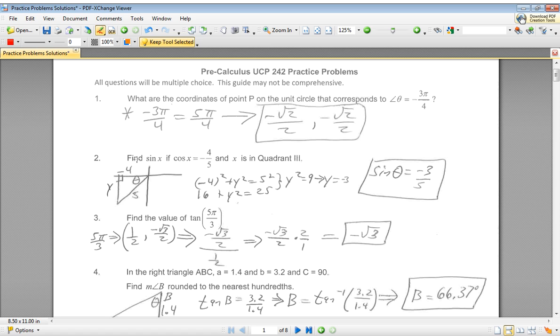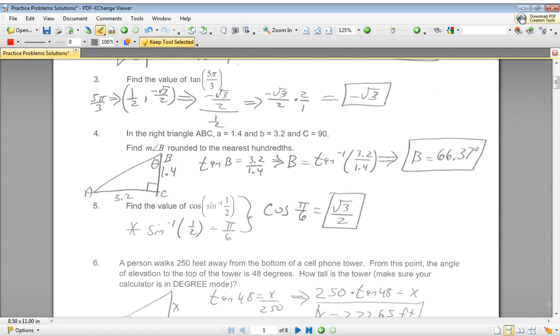Number 2, find blank if cosine is blank. Well, draw out your triangle, make sure you put your negatives. Pythagorean theorem, do SOHCAHTOA. Tangent, you go to this place, sine over cosine, you can do it in your calculator if you need to, but that won't give you radicals, so make sure you simplify appropriately.